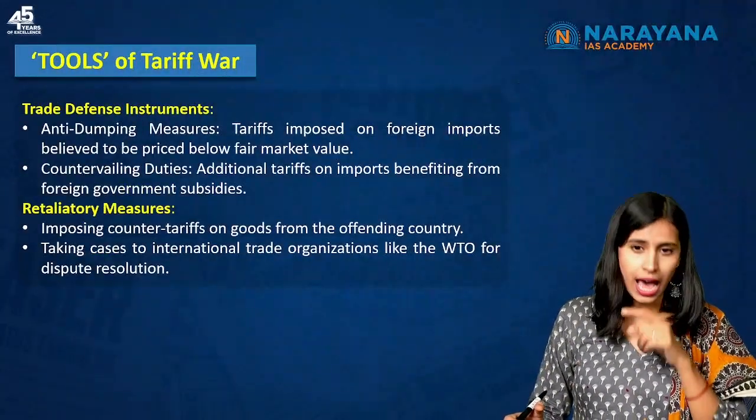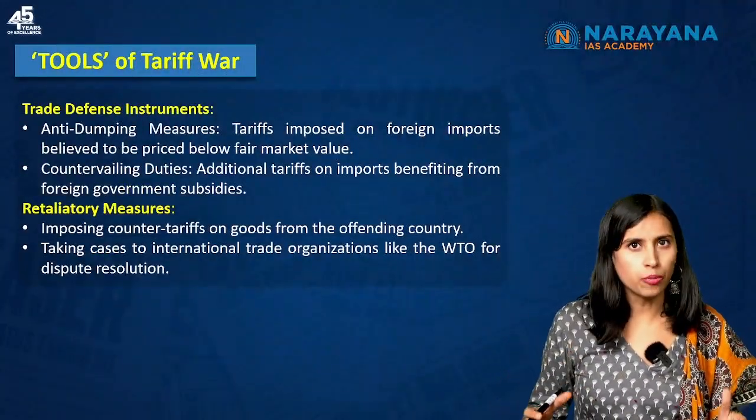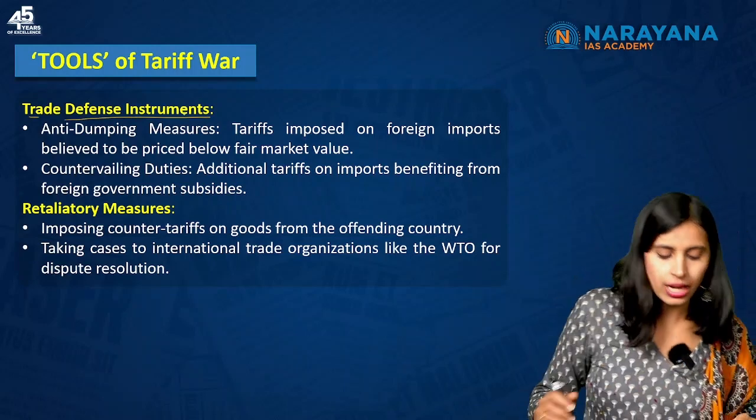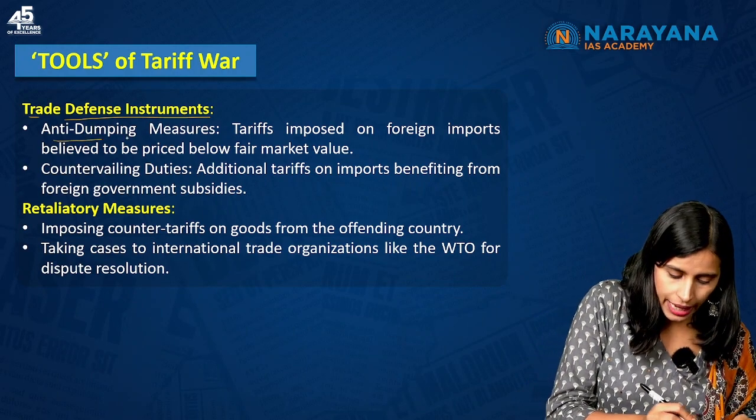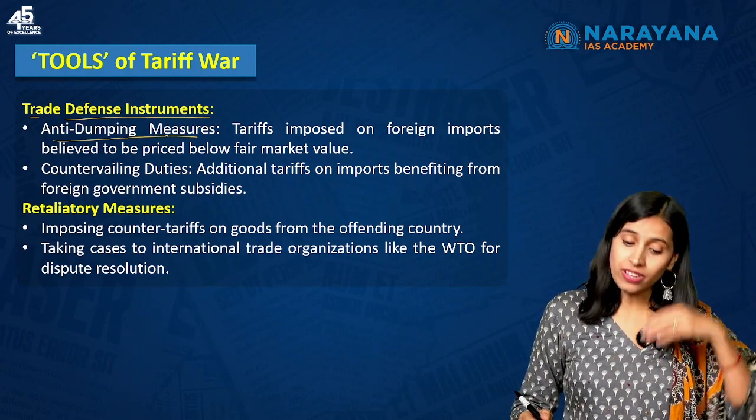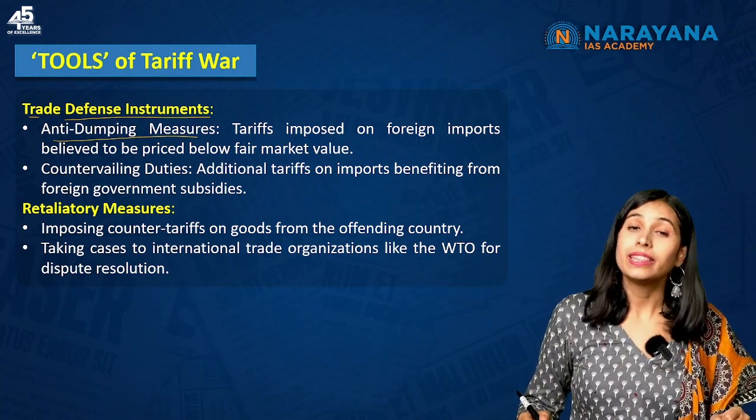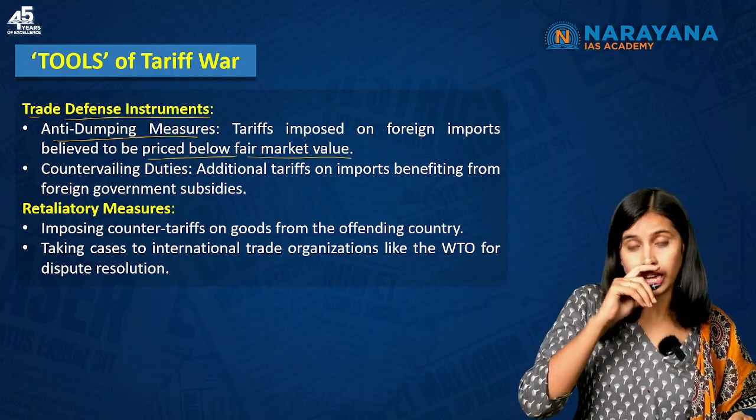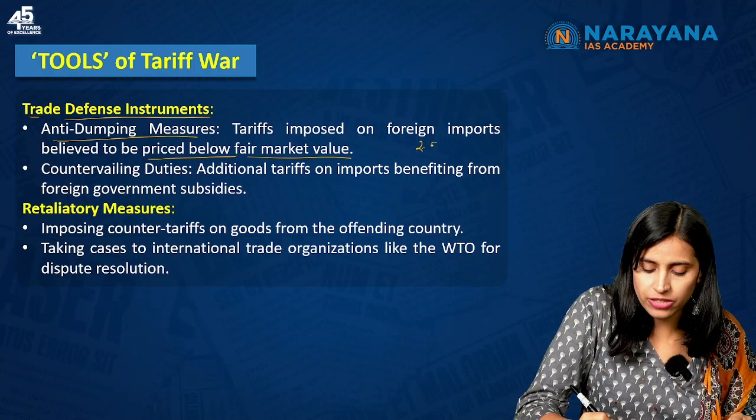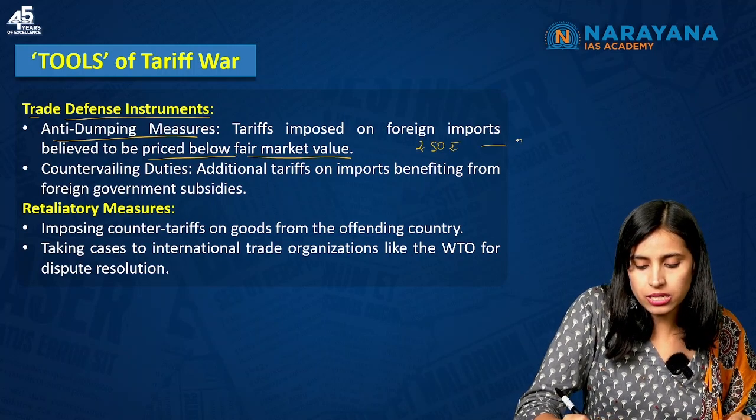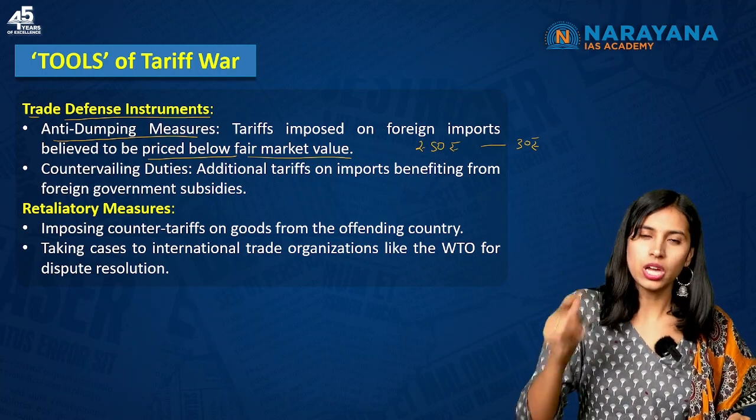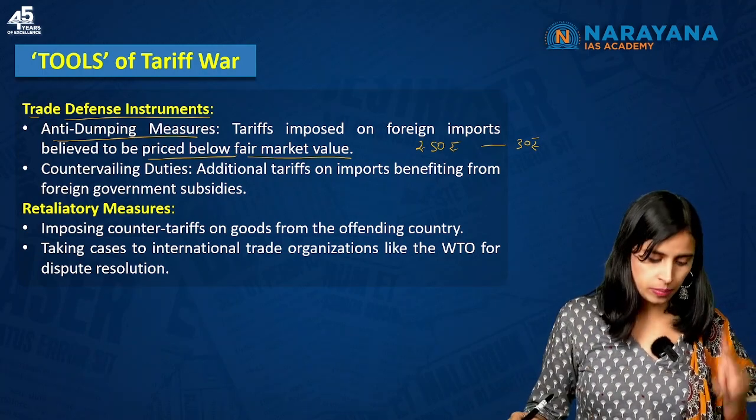Now in such a case, how does a country defend itself? How does a country protect itself? The first mechanism is a trade defense instrument like an anti-dumping measure. In an anti-dumping measure, a tariff is imposed on a foreign import that we believe is priced below its fair market value. If we believe a product should have been priced at 50 rupees, but in India it is dumped at 30 rupees, then the country can put an anti-dumping measure or import tariff on this.